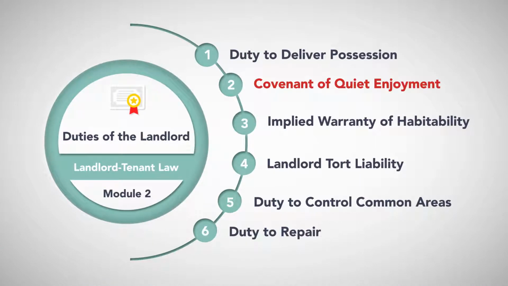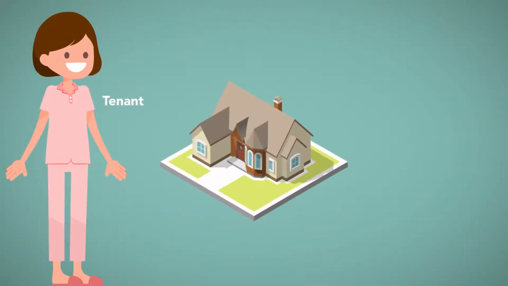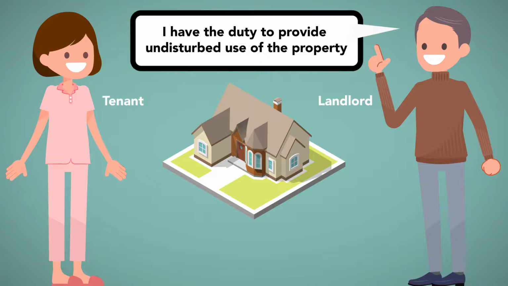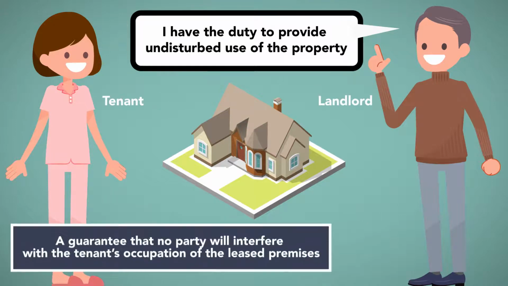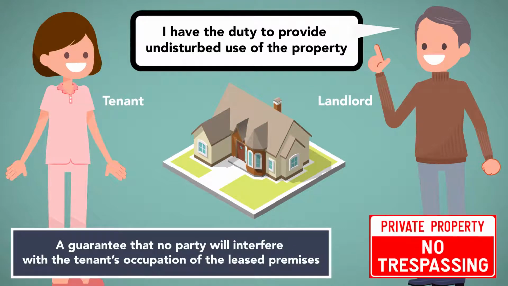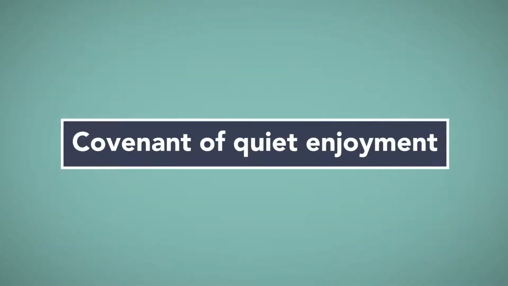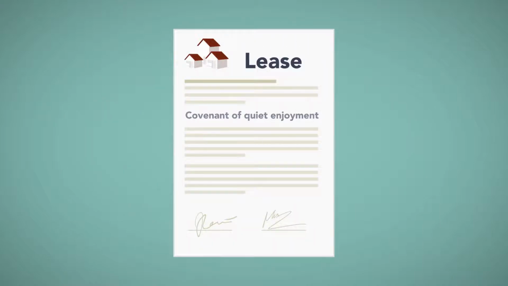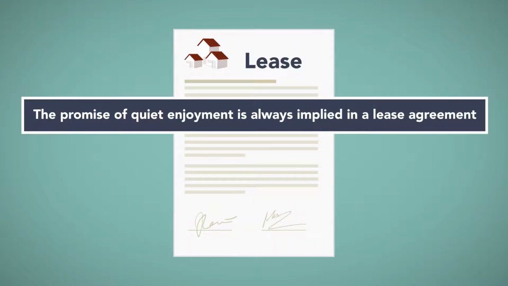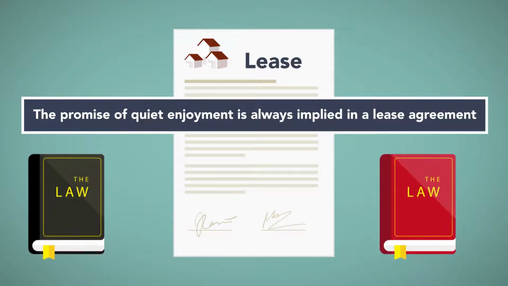Covenant of quiet enjoyment. When a tenant leases a property, the landlord has a duty to provide undisturbed use of the property, a guarantee that no party will interfere with the tenant's occupation of the leased premises. This obligation is known as the covenant of quiet enjoyment. This guarantee may be stated in a lease, but even without an express provision, the promise of quiet enjoyment is always implied in a lease agreement by operation of law.